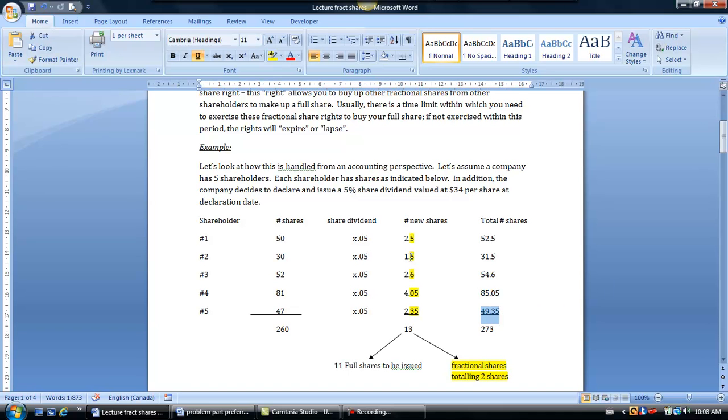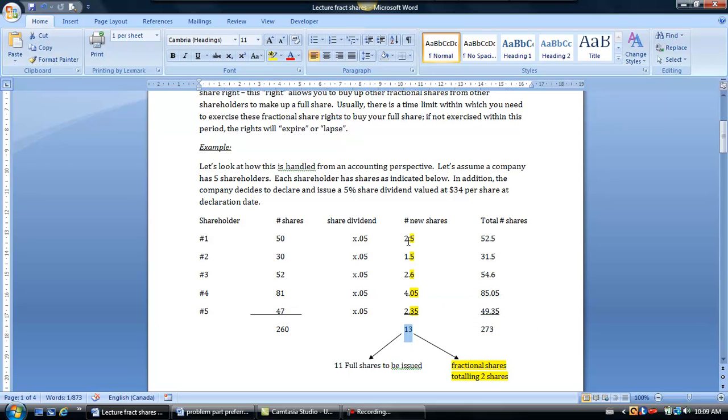One of the things you notice here is that we can't give you half shares or 0.6 of a share or 0.05 of a share or even 0.35 of a share. But you do notice that the total number of new shares that we're going to issue is 13. It's these 13 shares that we would use to value the amount of the share dividend that the company is going to distribute. You know from previous courses that when you have a share dividend, we would normally credit common shares when those shares are issued.